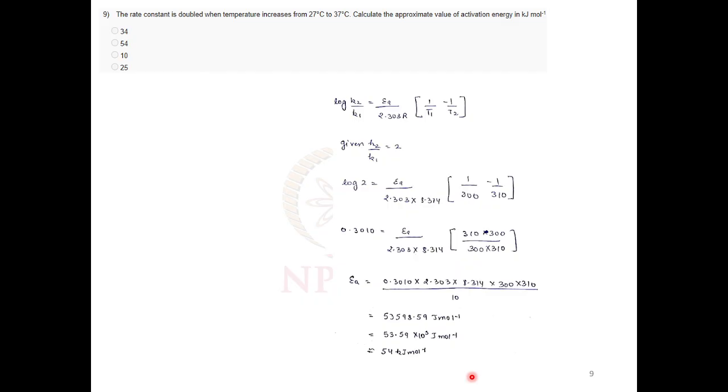So in all of the cases, this is very important, you should always remember k equal to A e to the power minus Ea by RT. So that is the very fundamental equation. From there you can derive many forms of that particular equation, and you can apply those forms for solving your questions. Okay.